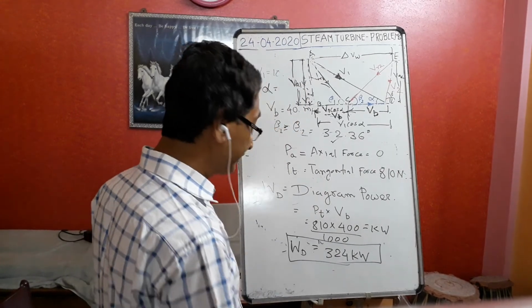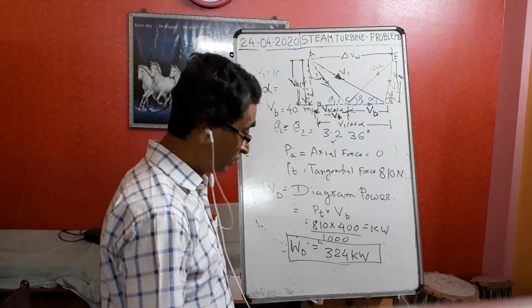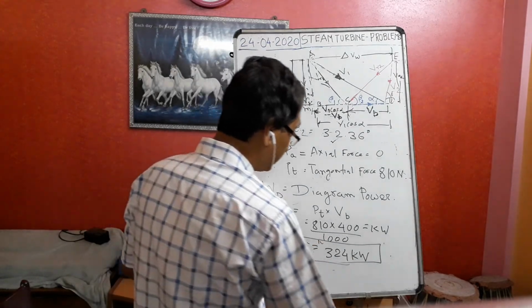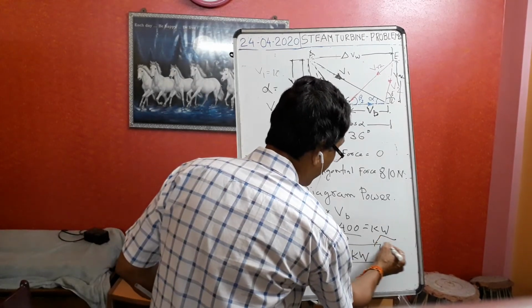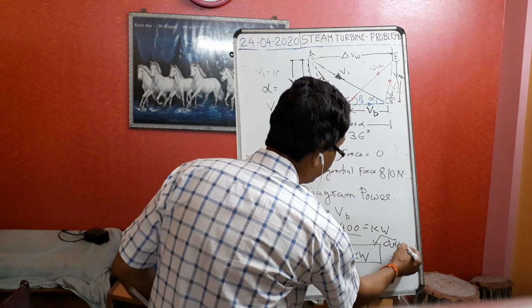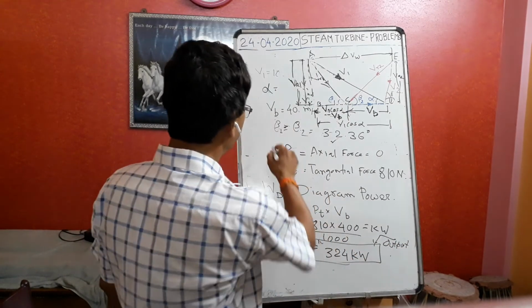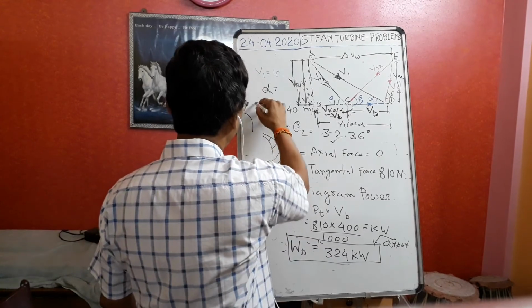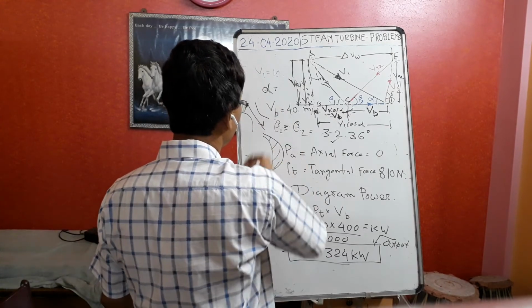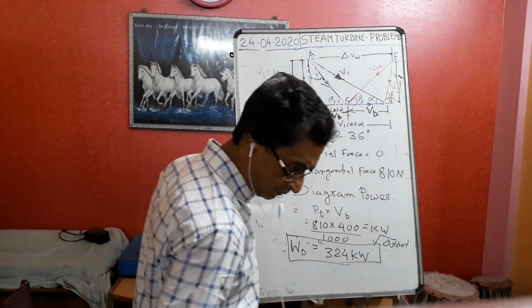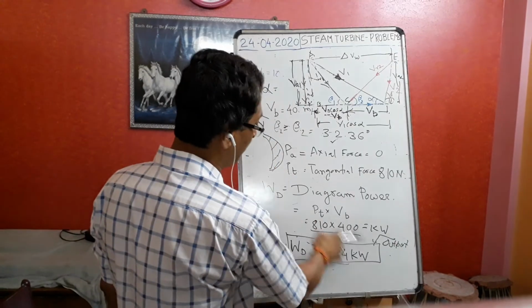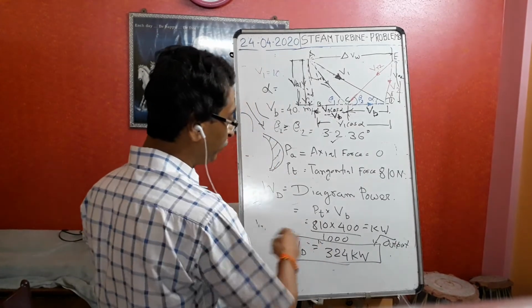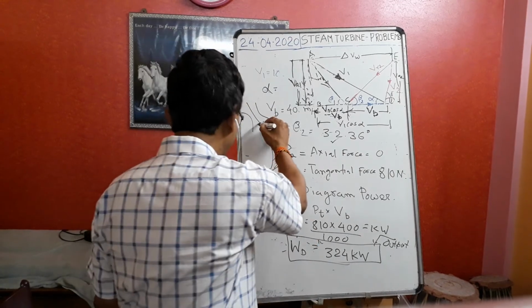Now our last thing, what is the diagram efficiency? So this is the output. The turbine has produced so much power. This is the output. Right? So this is the blade. This is our blade and this is our nozzle. This is the nozzle. These are the moving blades. So the moving blades have produced how much power? 324 kilowatt. But what is the input energy?